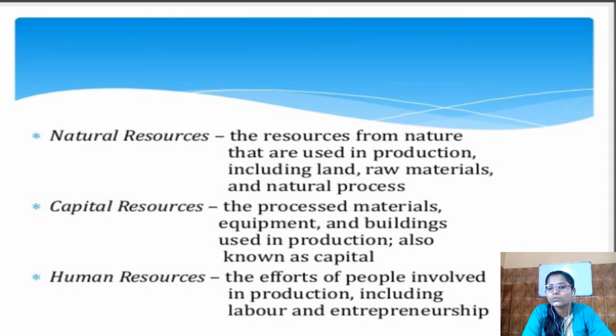What is natural resources? Natural resources are those resources which are from nature that are used in production, including land, raw materials and natural process. What is capital resources? The processed materials, equipment and buildings used in production, also known as capital. What is human resources? The efforts of people involved in production, including labor, entrepreneurship, etc. are known as human resources. And here the human resources is also known as manpower.